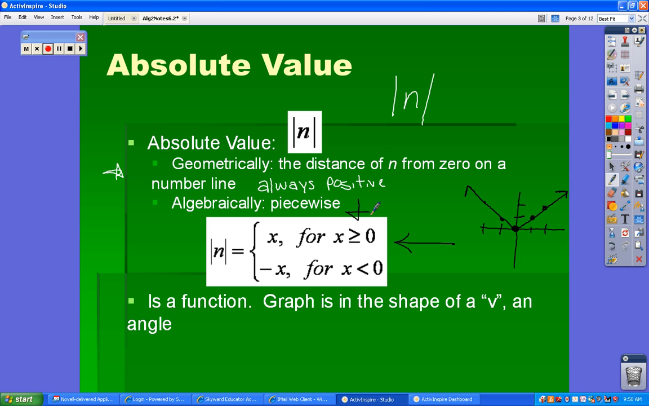This is the part that will cause you some problems. This is determined by where your vertex is. It is not always 0. It's going to be where the vertex is. That's going to be the break in the graph, and we'll talk about that in a second. Is this a function? It is a function, yes, because it passes the vertical line test. But it is a V-shaped graph, and that's something you're going to need to know.